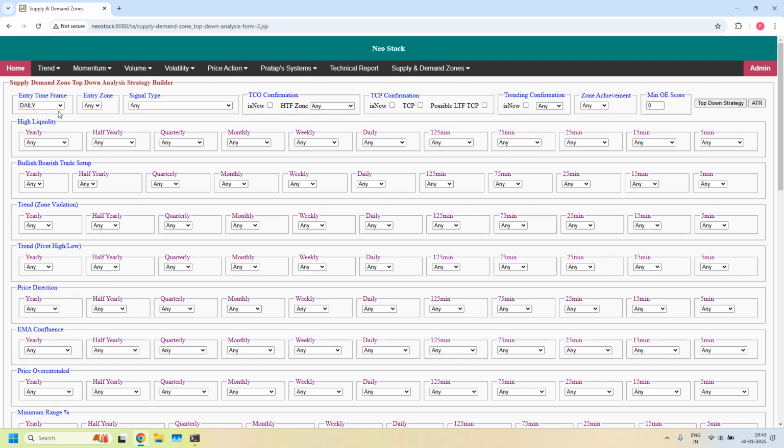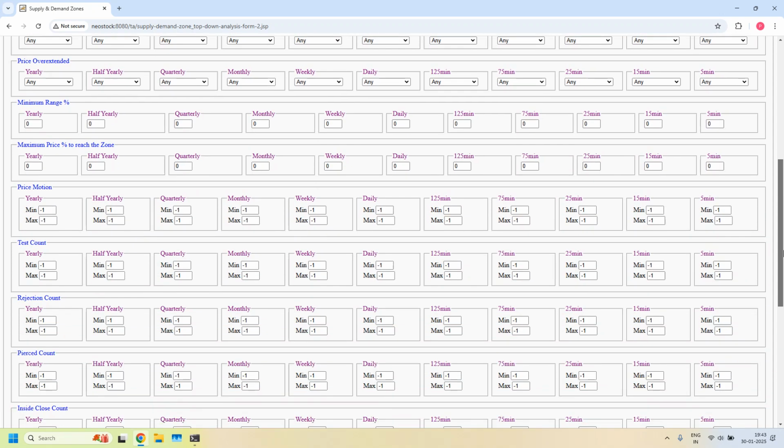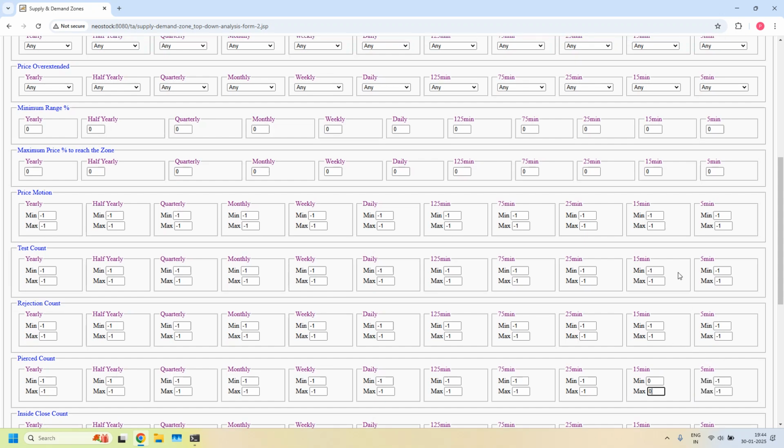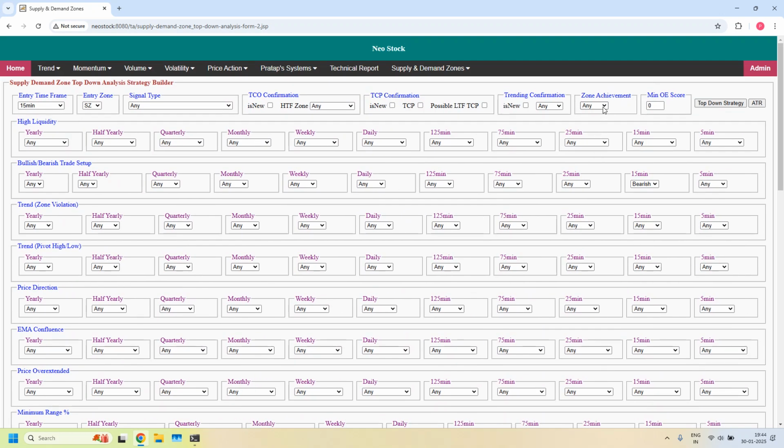Next, bearish trade setup for daily income trade, entry time frame 15 minutes. Entry zone is supply zone. In bullish or bearish trade setup at 15 minutes time frame, I am selecting bearish. These 15 minute supply zone should not be pierced. So in the pierced count at 15 minutes time frame, I am setting minimum value 0, maximum value 0. That means 15 minute supply zone should not be pierced.